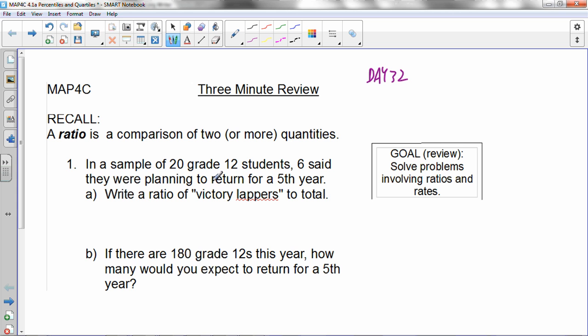Ratio is a comparison of two or more quantities. Question number 1: in a sample of 20 grade 12 students, 6 said they were planning to return for a fifth year. Write a ratio of victory lappers to total. Well, we got 6 returning for a fifth year to 20 total, and we can simplify that. It's kind of like a fraction. 2 goes into the top and bottom, kind of like fractions.